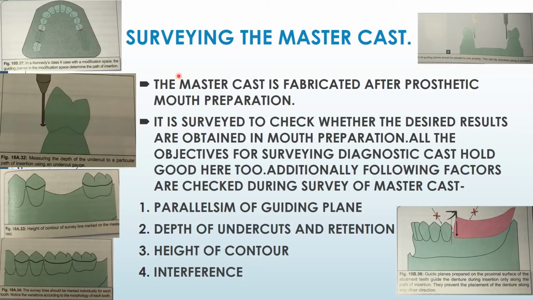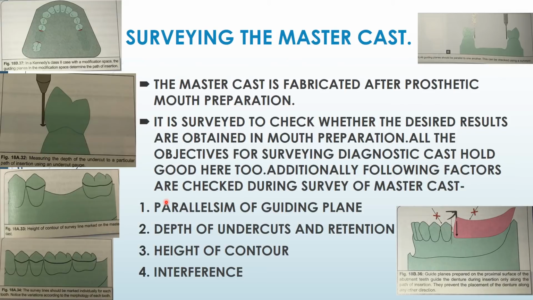So all the objectives we have seen are the same for surveying the master cast also: determining the undercuts, the depth of the undercuts, the path of insertion, and all those objectives. But over here, these are the additional factors that are checked during the survey of the master cast. First is the parallelism of the guiding planes.